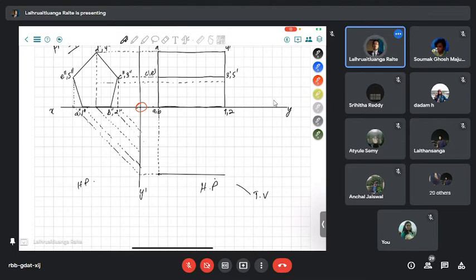So the top part is going to be formed from here. This corresponds to C and 3. So we have C and 3, and this will be a straight line yet again. And here we have B and 2.